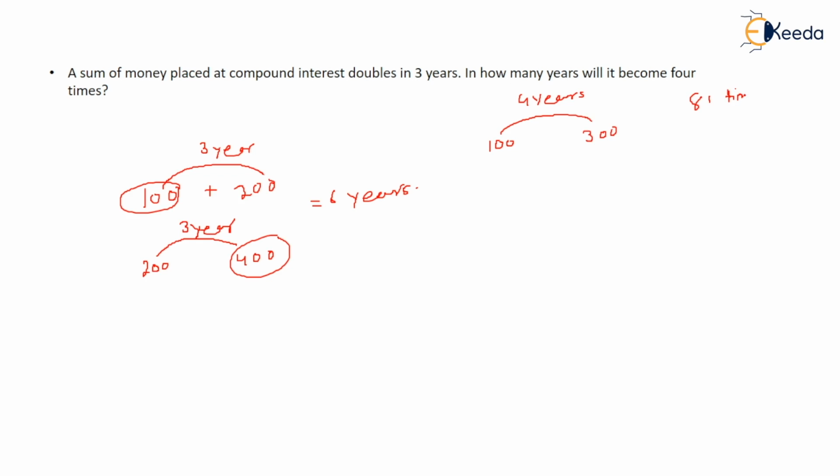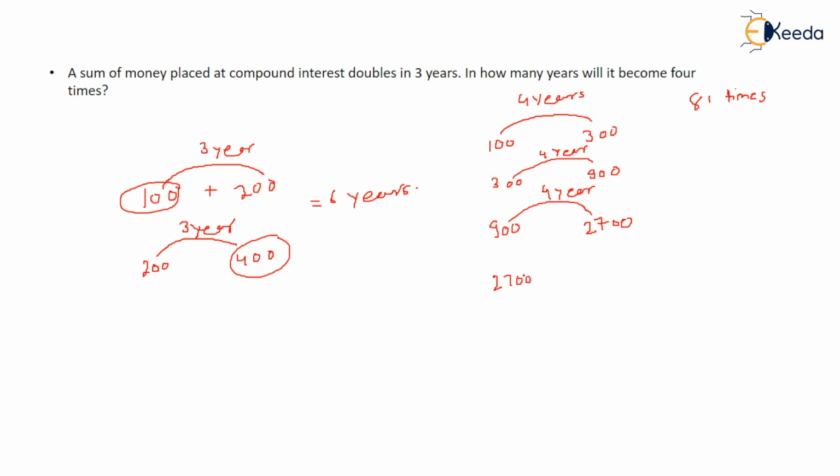81 times of itself. Okay? Such a question came. So in 4 years, it is becoming 3 times. So in the next 4 years, what will it become? 3 times more, that is 900. And for the next 3 years, from 900 it becomes 3 times, meaning into 3, this much, right? In the next 3 years, how much will it become?